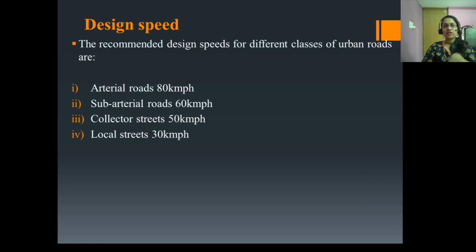Next, design speed. So the recommended design speeds for different classes of urban roads. For arterial roads it is 80 kmph, then for sub-arterial it is 60 kmph, collector streets it is 50 kmph, local streets it is 30 kmph.